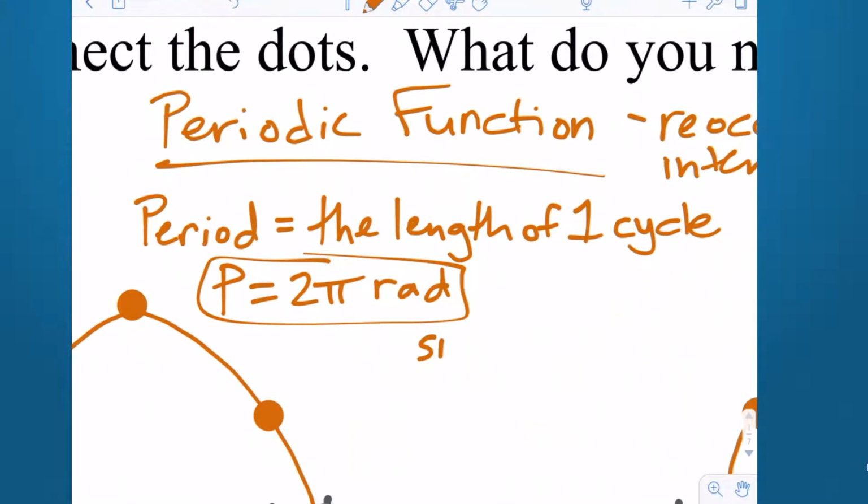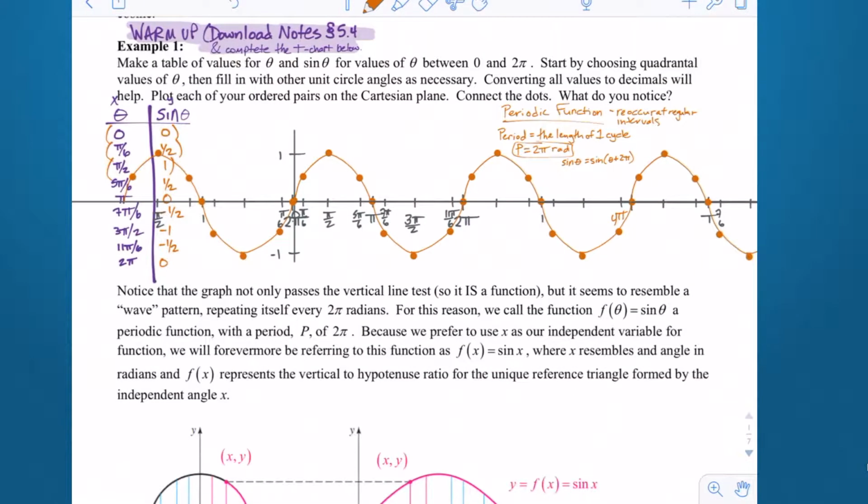So what that means then, of course, is that sine of theta is equal to sine of theta plus 2 pi. Right? That's the smallest distance where the values start to repeat themselves. And again, it makes perfect sense because 2 pi radians is how far around the unit circle? Once. And then the cycle starts all over again, like the water cycle, right? The circle of life.